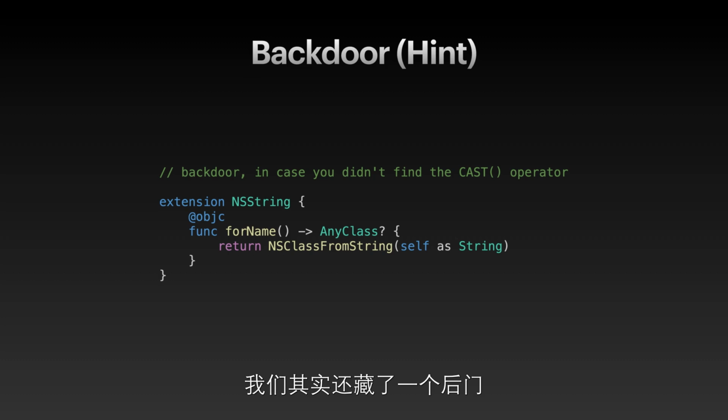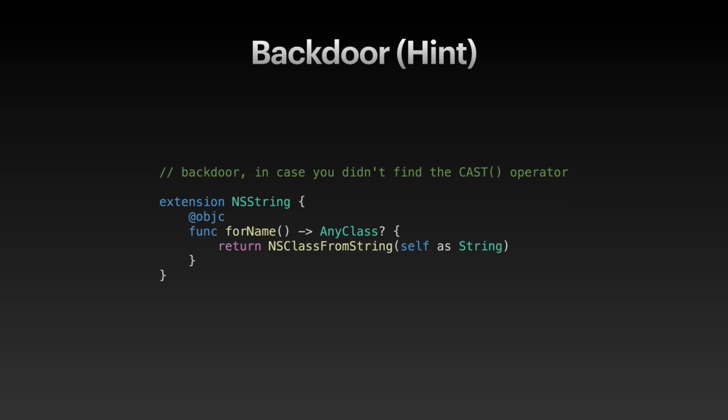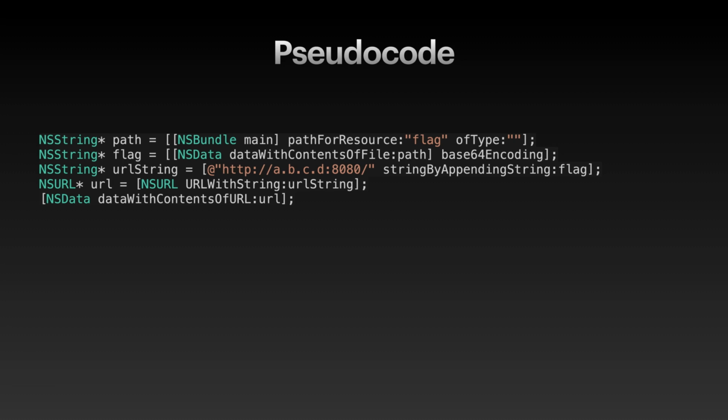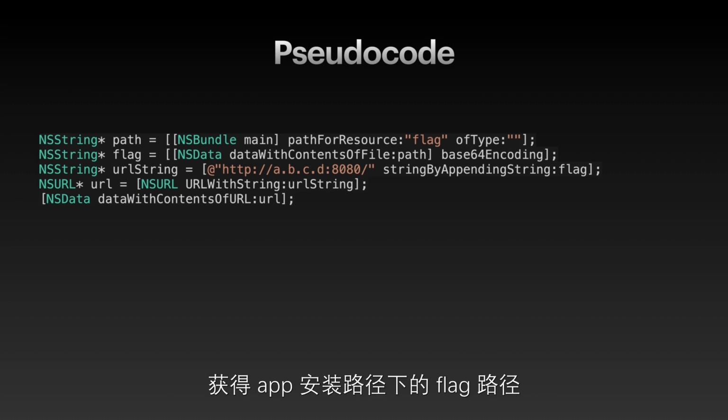We actually gave a backdoor in the program in case you didn't find the cast operator in Foundation Framework. Now we can use a few steps to read the flag and send it back. First, we need to get the path to this flag file. Then we use an NSData and initialize it with the contents of the file and encode it to base64 encoding.